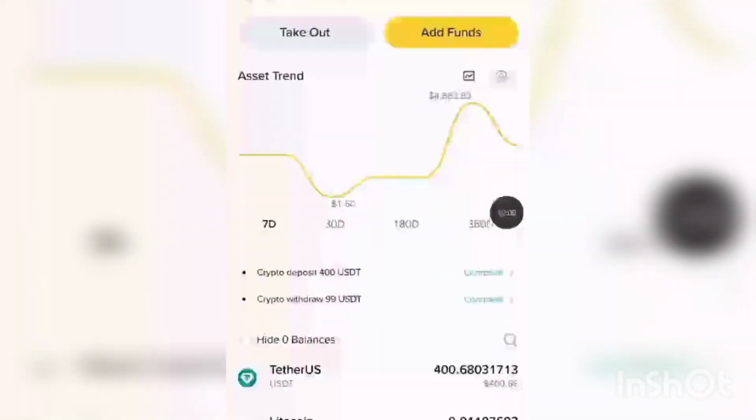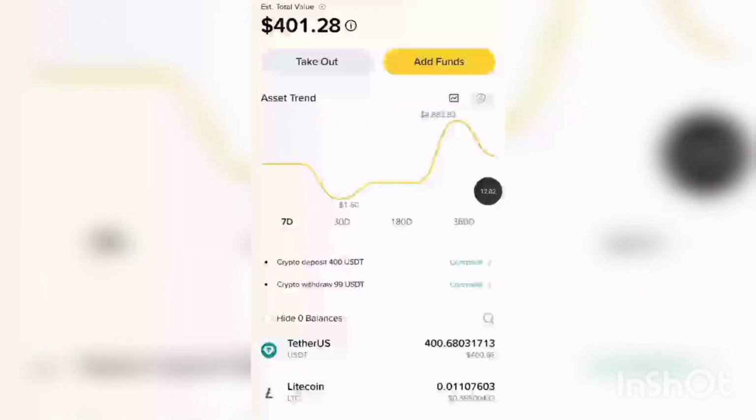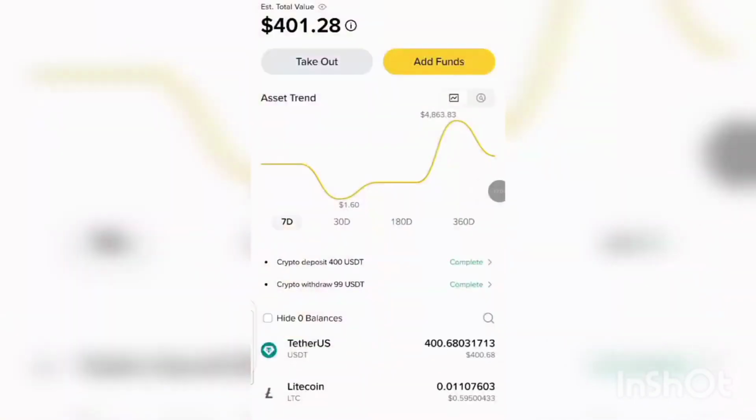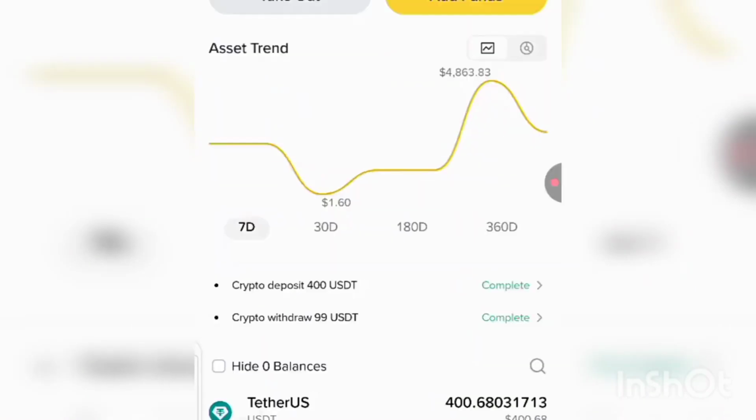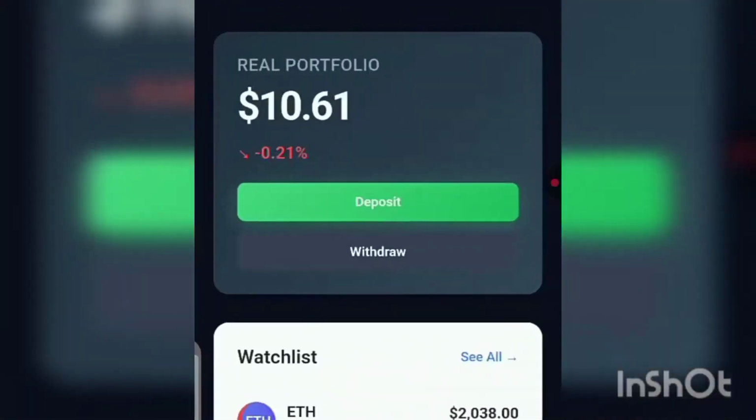Because they took a 1 USD fee. So with the bot, once you are done trading, they will take 1 USD and give you the rest. So we have 400 USDT here. We withdrew 401 and they gave us 400. So you can see how profitable this bot is.